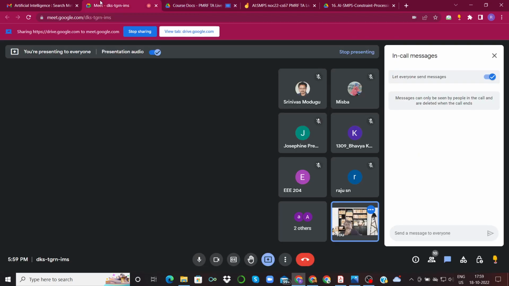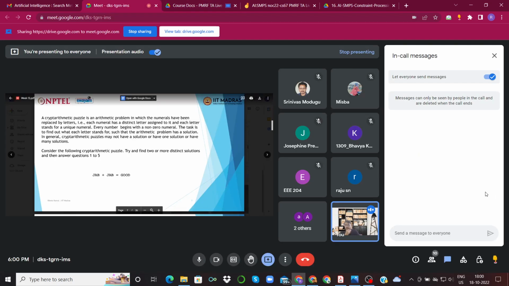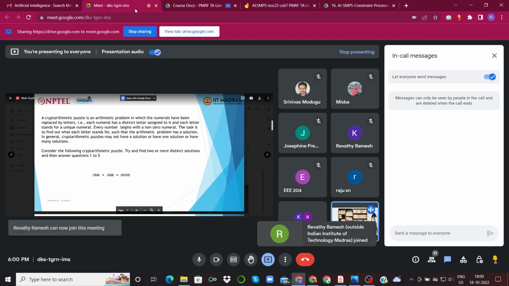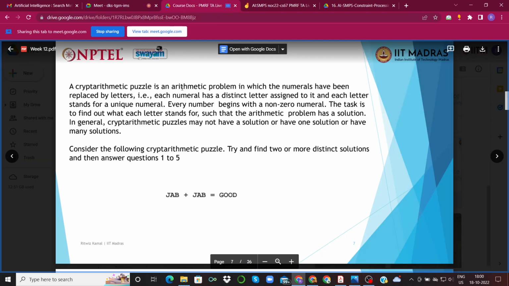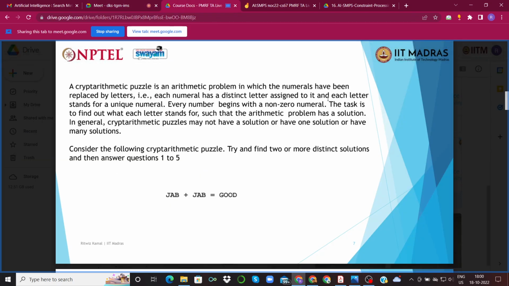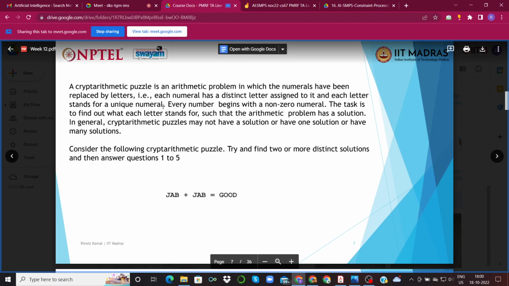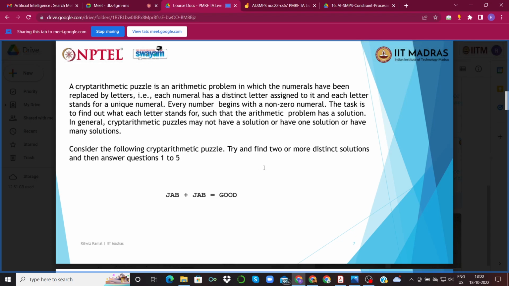So the first question is related to a cryptarithmetic puzzle. Before going into the question, I'll first explain what this is. We are told that a cryptarithmetic puzzle is an arithmetic problem in which the numerals have been replaced by letters. That is, each numeral has a distinct letter assigned to it, and each letter stands for a unique numeral. Right? So suppose A will have 1 assigned to it, or B will have 3 assigned to it, and so forth. We will see what this assignment is later on.